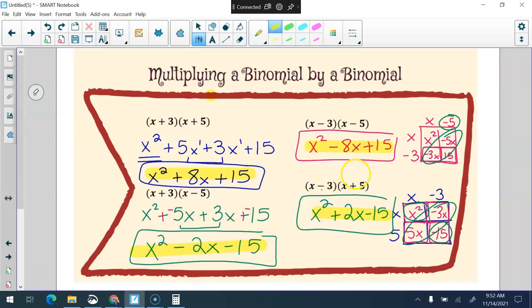Here we have -3 and +5, making a negative product. And the 5 and the -3, the 5 was bigger, so this time we subtracted and kept the sign, and it was a positive 2x. So just look for patterns as you're multiplying, because in the future, we're going to take these answers and factor them to get these binomials.